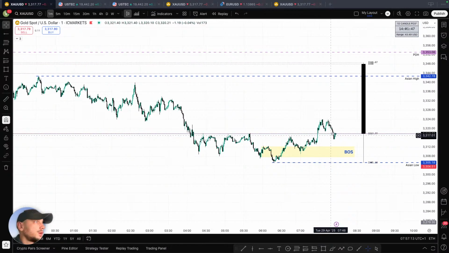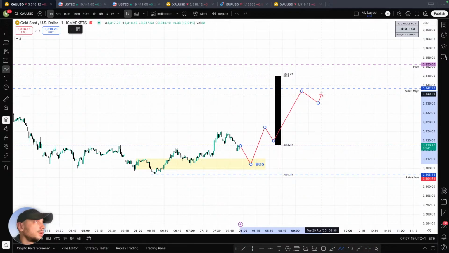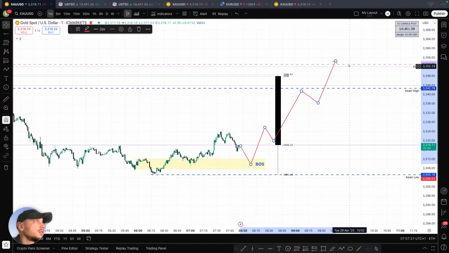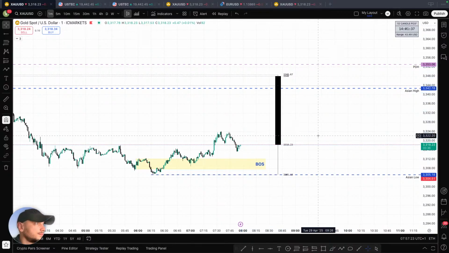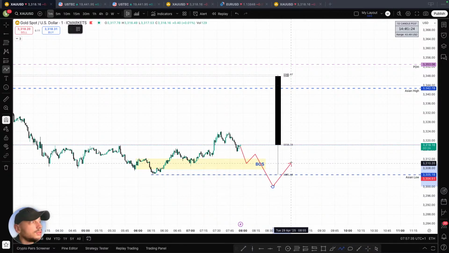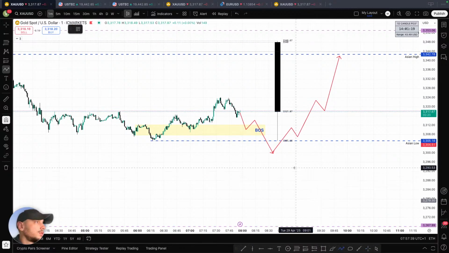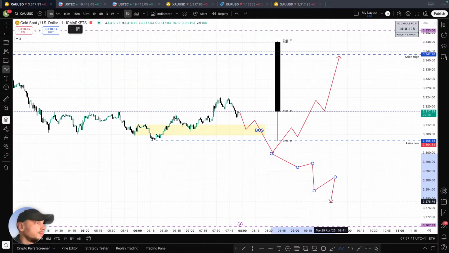And what do we expect? So again, option 1, we go in and we keep going higher until we take the Asian highs and previous day's highs, etc. Option 2, we just tap it and we go for the Asian lows. And from here, after the Asian lows, we can expect an up move or continuation.